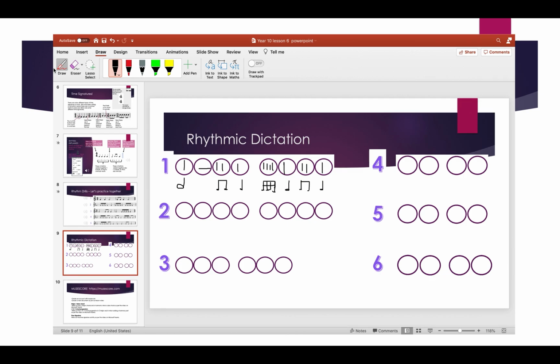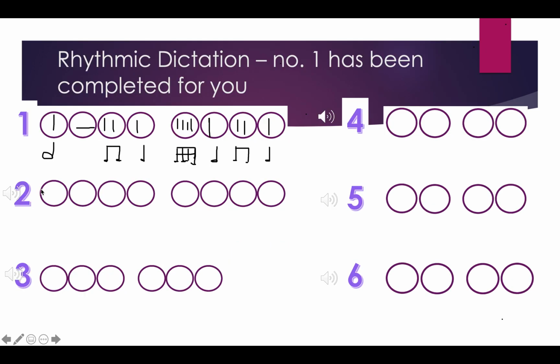All right, so you have more to do on this page. So you're going to actually play the example and try and figure out how many sounds you hear per beat. So if you play example 2. Rhythmic dictation number 2. I will repeat this for you 4 times.